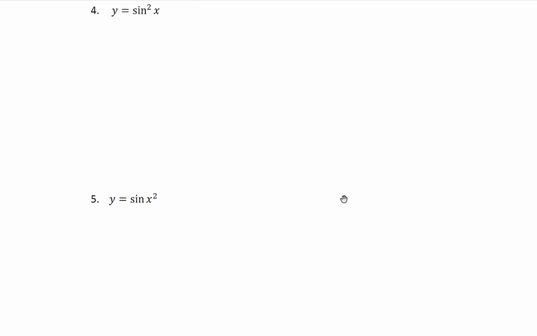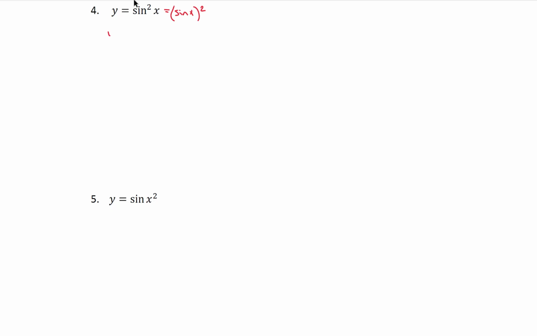Alright, example 4. So y equals sine squared x. So remember, now when you're looking at this one, this is really saying sine x quantity squared. So remember, anytime that you have the exponent attached directly to the trig function, we just put it there to make it cleaner. But it's really saying sine x quantity is squared. So this is really just blah squared, right?